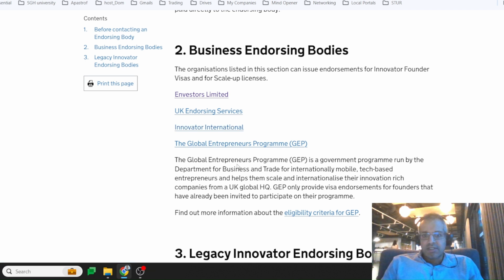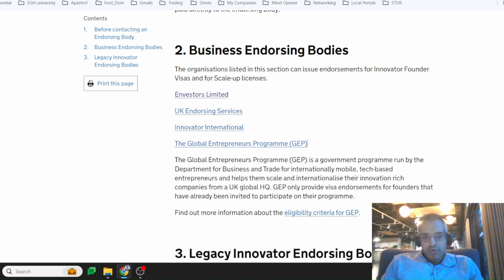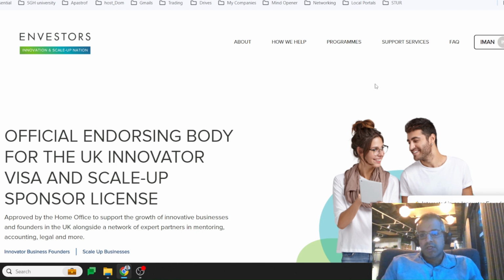In case your business is a successful business in your country and you are planning to relocate to the UK, you can use the GEP plan. The good thing about the GEP plan is that you do not need to pay any fees for endorsement. But on the other side, the business should be much more mature, and you should be able to prove that the business is making a good amount of money. So let's imagine that we are dealing with cases like Envestors Limited. That is the first one in the list.